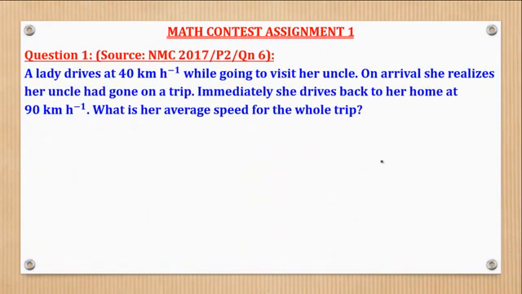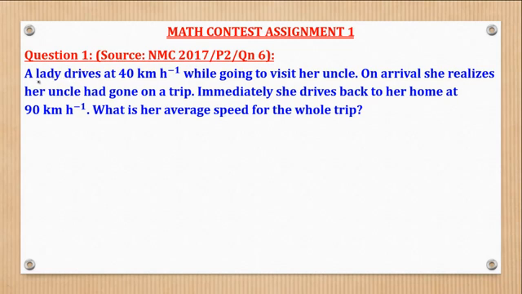So that was all about the exercise. Now we shall go to assignment 1. Assignment 1, question 1 came from National Math Contest 2017, paper 2, question 6. The questions in this assignment were a little tricky and needed more interpretation. So let's go through them and you make corrections when necessary.